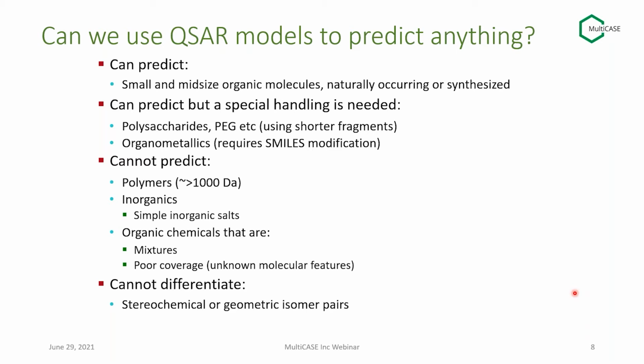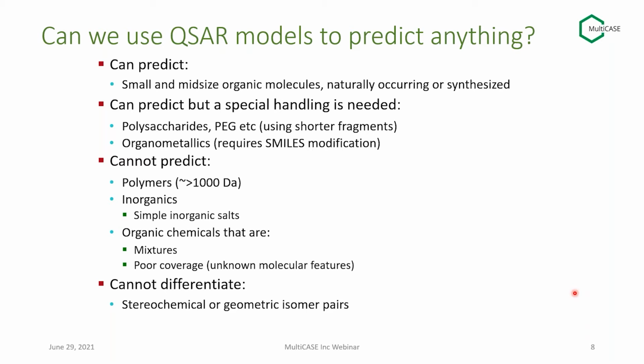It can predict particular cases, but special handling is needed. For example, if you're dealing with polysaccharides or PEGs or anything like that, or polymers, you can use shorter fragments of those. You cannot load the entire molecule. You can just use the most representative fragments. And with organometallics, you usually would require a mass modification. What we do, we just connect, let's say in platinum complexes, we connect platinum with a covalent bond with the remaining ligands.